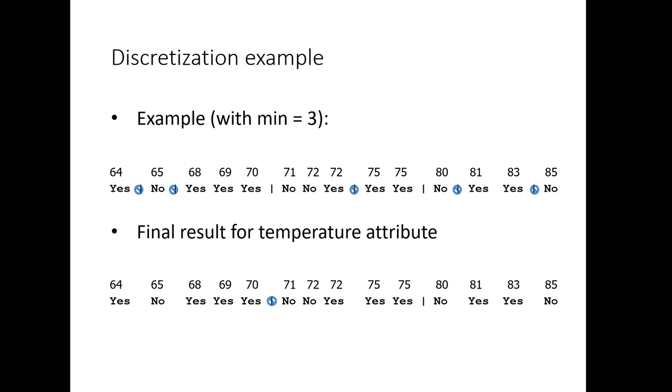We start with putting a break for each different class. Now we are going to specify a minimum of 3 instances of the majority class. Now you can see 1, 2, 3, 4, 5. And the majority class we have is yes. How many instances? We have 4 instances, which means it satisfies our criteria. So we are going to keep this separation. Okay.